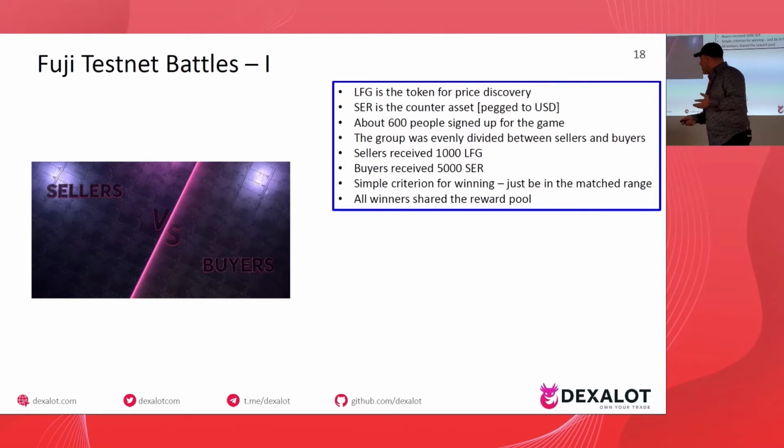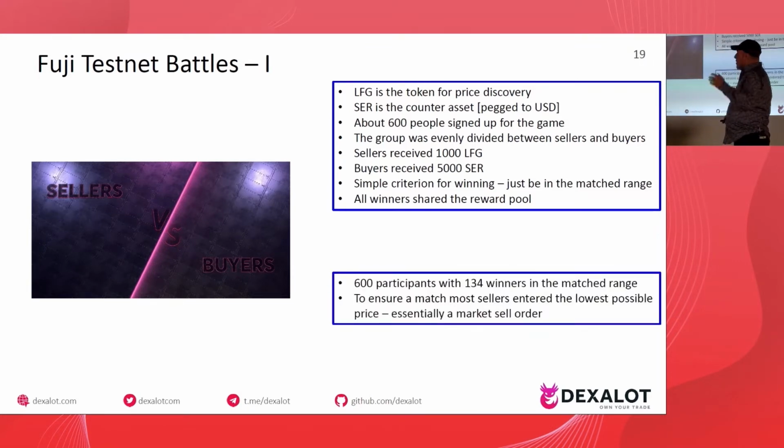We minted some tokens, and we invited some people. So 600 people signed up, and we just set a very simple criteria. We said, all you have to do is match an order at the end of the auction. That's it. Just enter orders. You can cancel your orders, re-enter them. All you have to do is match it. And all the winners were buyers and sellers, separated, like 5,000 on the buyer side and a 5,000 reward pool on the seller side.